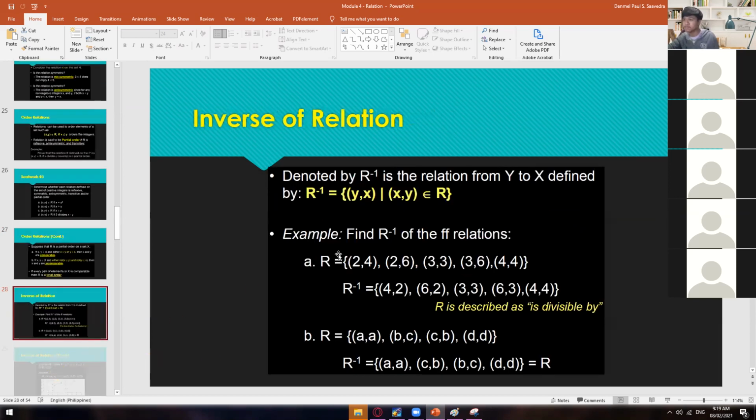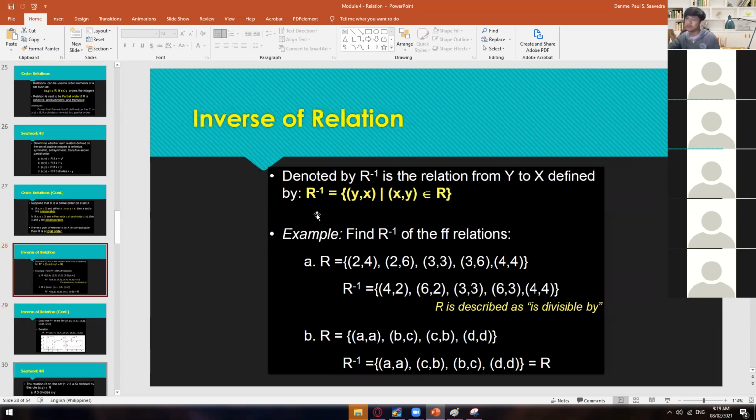And then we have here the inverse of a relation, denoted by R raised to -1. This one is actually super simple. If we have 2, 4, you must also have 4, 2. If you have 2, 6, you must also have 6, 2. And then you have 3, 3, you must also have 3, 3. 3, 6, you should also have 6, 3, and then 4, 4. Basically, when it's asking you for the inverse of a relation, or R raised to -1, you just have to interchange x to y and y to x, which is the same with this example.